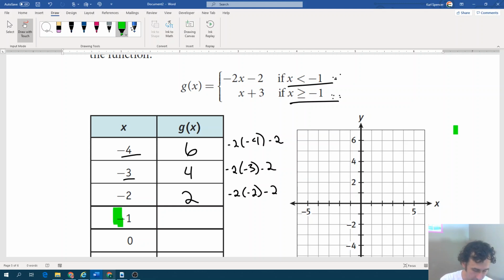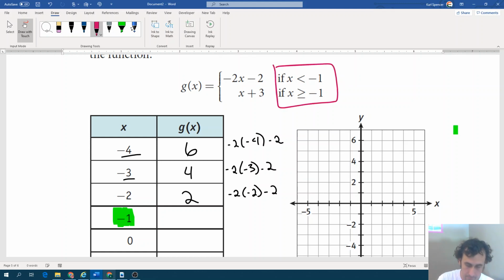Now when we come to the value of negative 1, something interesting happens. Negative 1 is where those two equations switch. This equation stops at negative 1. This equation starts at negative 1. Negative 1 is that switching point. So I'm going to calculate the value at negative 1 in both equations, and you'll see why in just a minute.